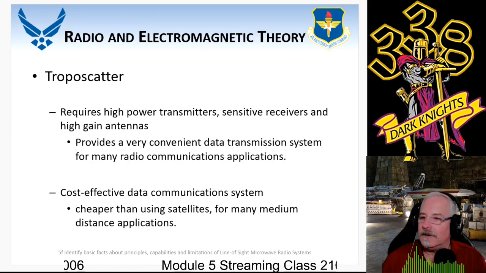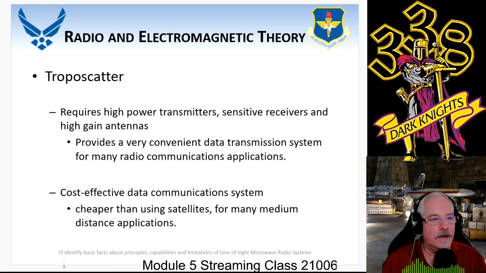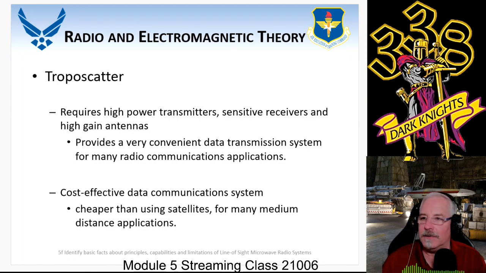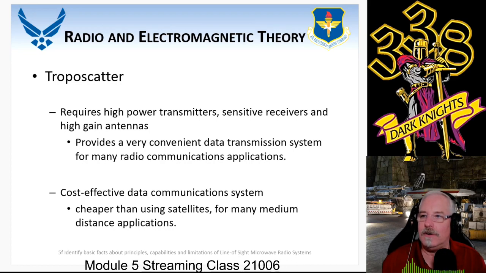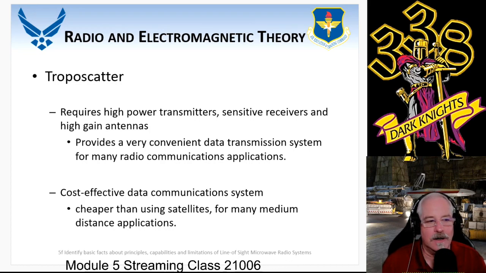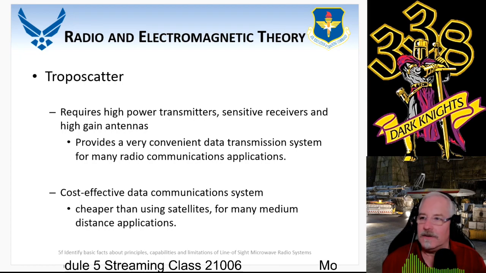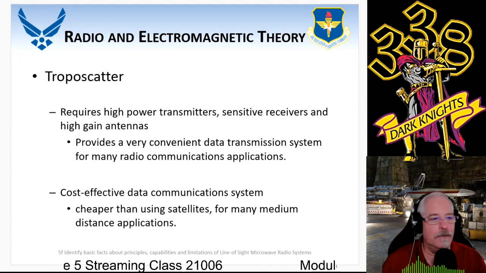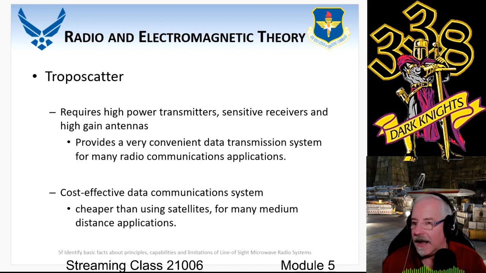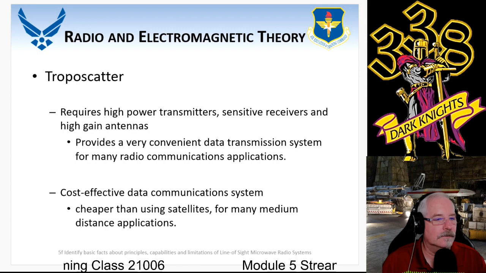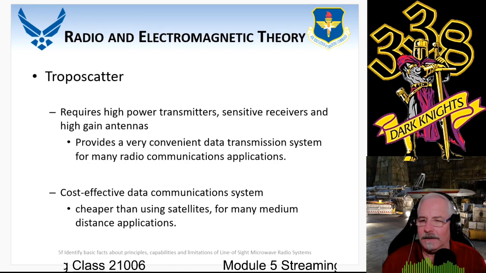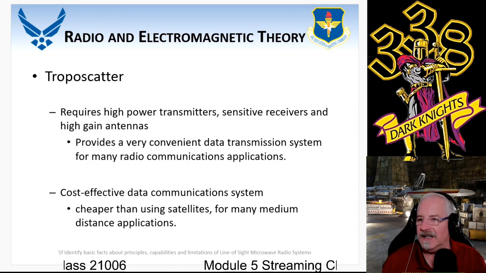The whole idea behind Tropo is you're dealing with a lot of data that's being transmitted through it. It is a cost-effective system when you compare it to satellites. Satellites are in the billions of dollars as opposed to Tropo, which is in hundreds of thousands of dollars for a system. With the P2P, I think they were about $2,000 each.